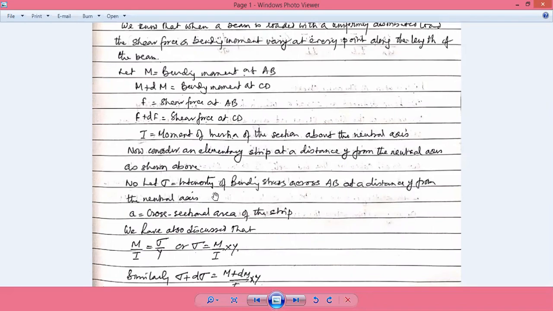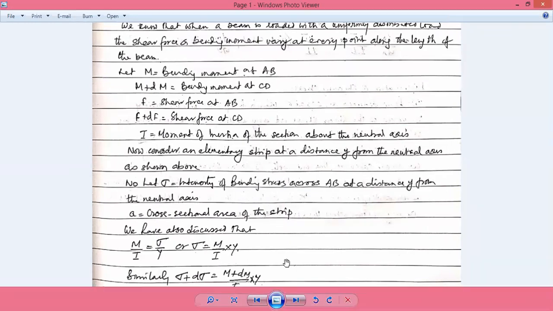Now let sigma be the intensity of bending stress across AB at a distance y from the neutral axis. This bending stress is compressive in nature because it is at the upper portion of the neutral axis. Small a is the cross-sectional area of the strip itself. We have discussed from the bending equation that M by I is equal to sigma by y, or sigma is equal to M by I into y.